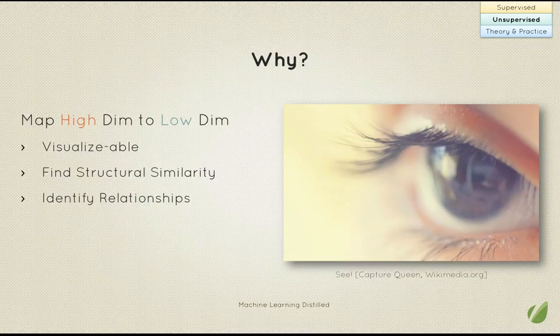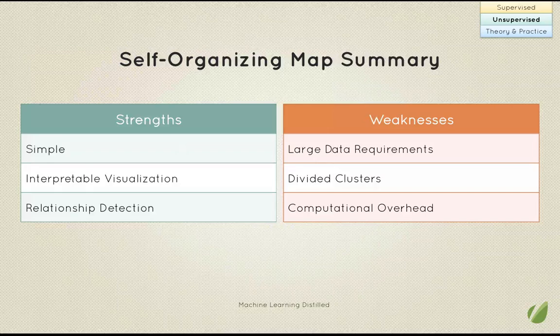So what's the point of the self-organizing map? It's to map a high dimension to a low dimension to give us a visualizable interpretation of some data space. We can find structural similarities by squashing the data down to 2 dimensions. This reduction of complexity allows us to identify relationships within the input data. What are the strengths and weaknesses of the self-organizing map? Well, first of all, it's a very simple algorithm, and it gives us a visualization that is interpretable. It allows us, with our human intelligence, to detect relationships that would be very difficult to see in high dimensions.